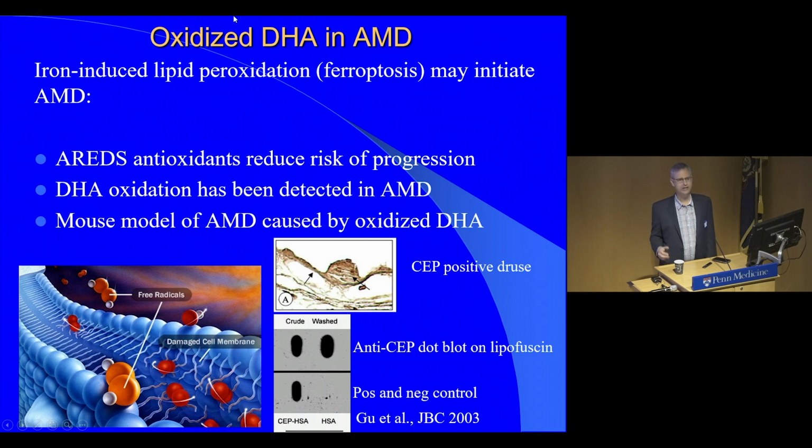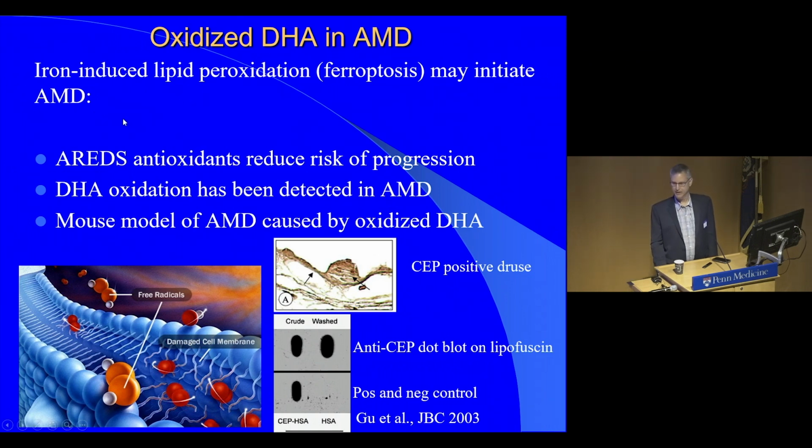Okay, so how can we prevent this oxidation-induced retinal damage? Well, to understand that, we need to know what's damaged. And DHA is a culprit because DHA, docosahexaenoic acid, is the most abundant polyunsaturated fatty acid in photoreceptors, and it's very easily oxidized. DHA is like omega-3 fatty acid fish oil.